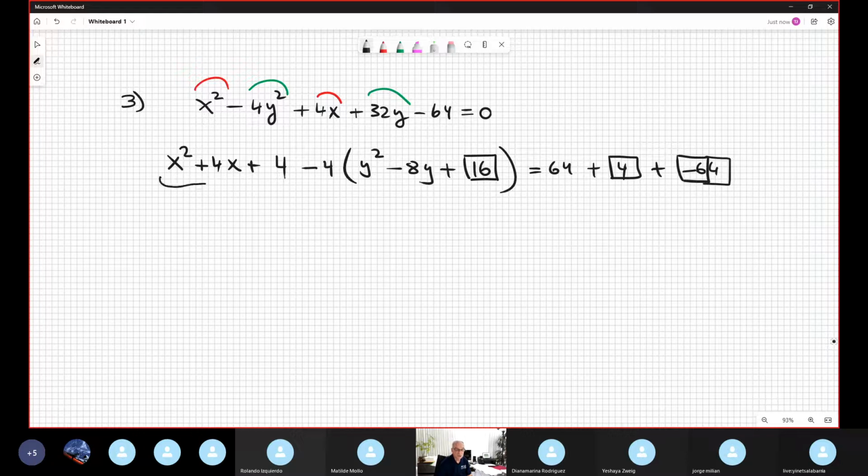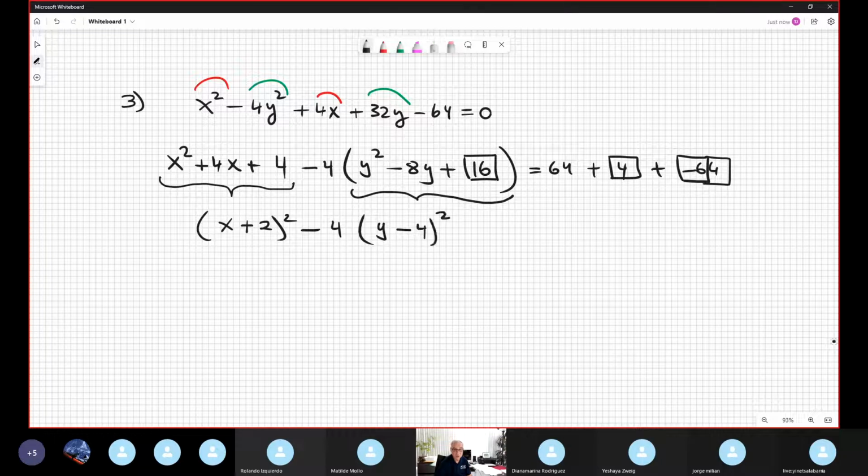Now the factorization: this guy is (x plus 2) squared minus 4, and the factorization of this trinomial, which is a perfect square, is (y minus 4) squared, because it's minus here. By coincidence, negative 64 and positive 64 cancel, and only 4 stays on the right side. Do you follow me? Yes.